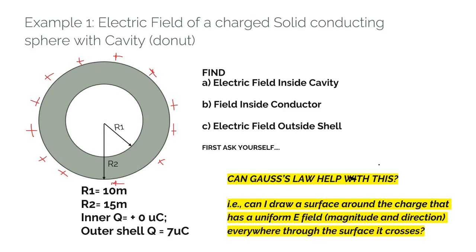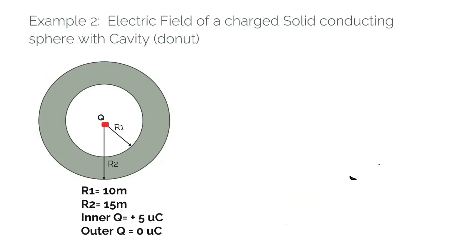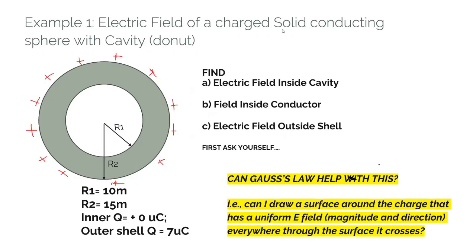First, ask yourself, can Gauss's law help me with this? I.e., can I draw a surface around the charge that has a uniform E field, that means magnitude and direction, everywhere through that surface? Okay, let's see. Well, I think that the answer is pretty obvious. We're going to take another sphere. We're going to draw it. Let's look at the outside shell first, even though it's part C, but that's going to be pretty straightforward.